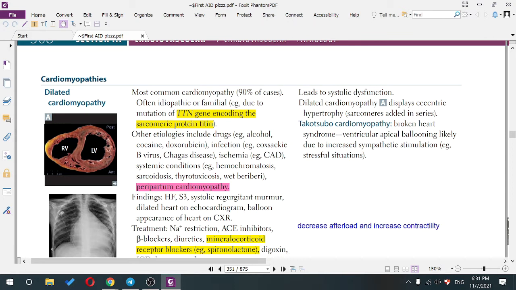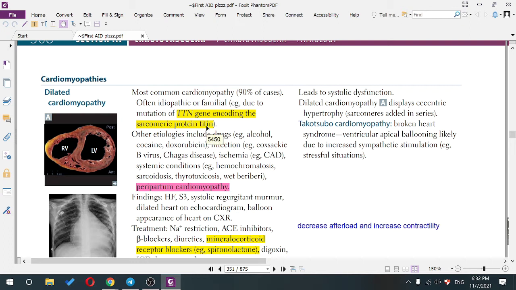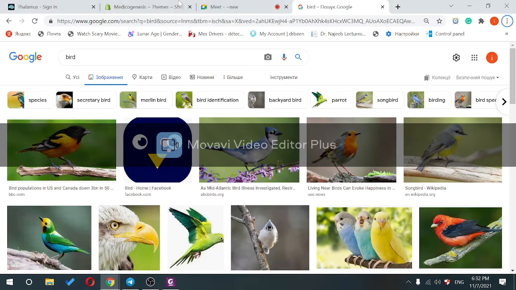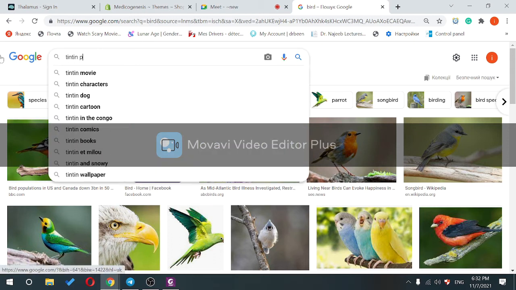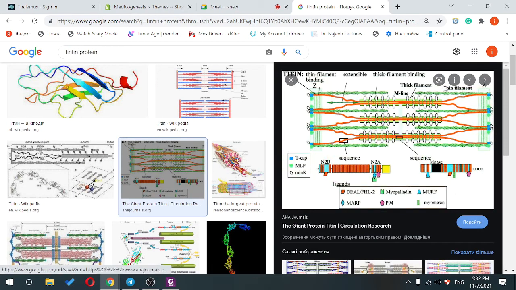It's the most common cardiomyopathy, 90% of the cases, often idiopathic, which means we have no idea what caused it, or familial. The familial one is due to a mutation of the TTN gene. Guys, I had a student who had exactly this question, so please know about the TTN, okay? TTN encodes one of the proteins inside of the sarcomere. Sarcomere of what? Of the muscle of the heart. So if that TTN, which is a binding protein, is absent, the whole structure of the heart will not be held in place. And that leads to what? Dilated cardiomyopathy.